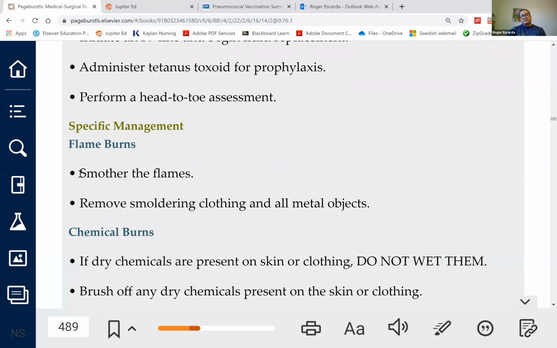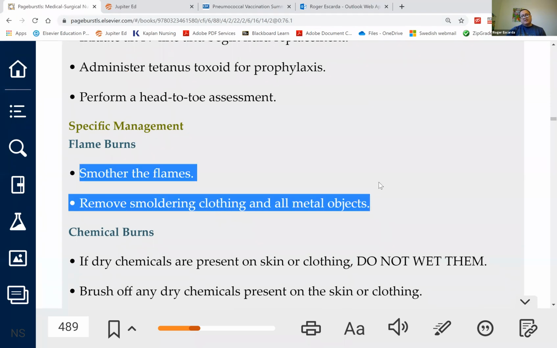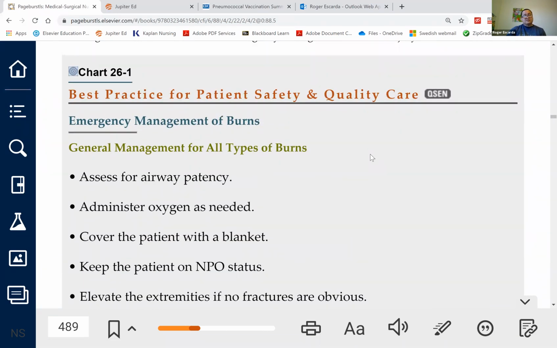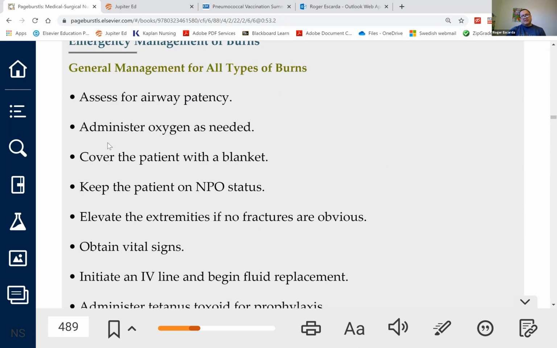So just use common sense. Of course, you'll have to smother the flames first, smother anything burning, put that out first before you put oxygen. All right, so I won't give you all the scenarios. Please just use common sense. So let's just put it as when safe, assess for airway patency, give oxygen, cover the patient.